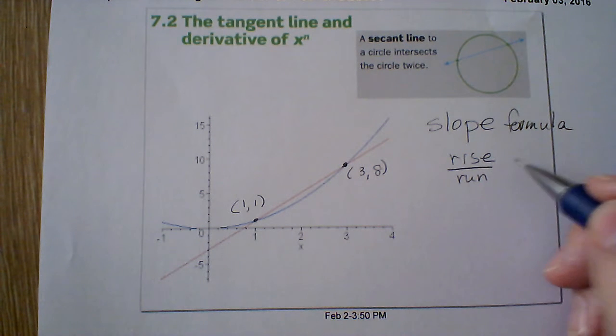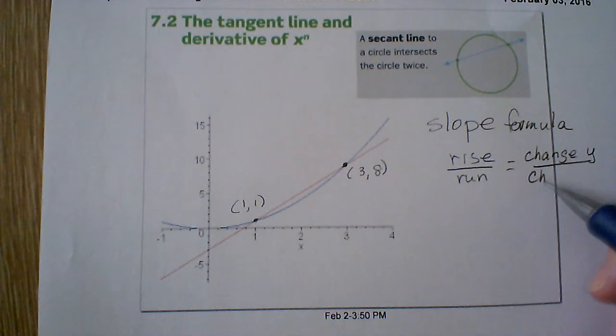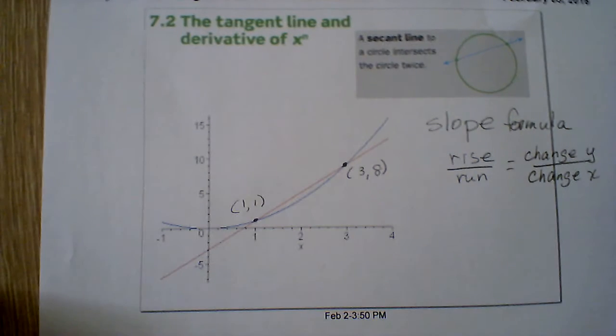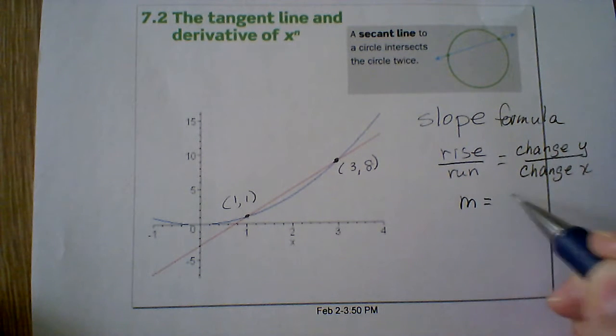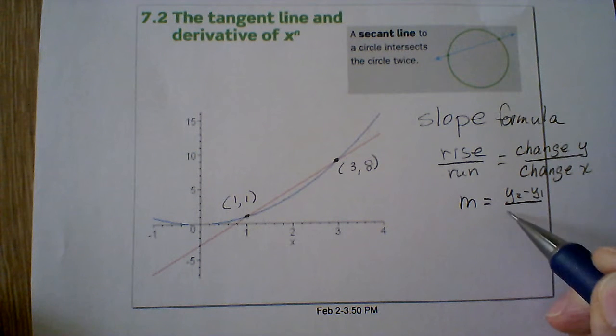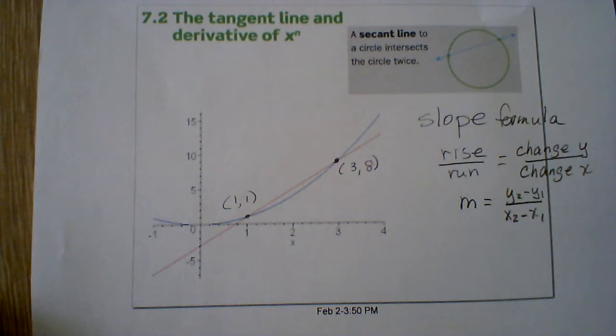Okay, rise over run, which was the change in the y values over the change in the x values, right? Change means the difference. Agreed? Difference means what operation? Subtraction. Okay? So slope, which is represented by m, is the difference in the 2 y coordinates over the difference in the 2 x coordinates.